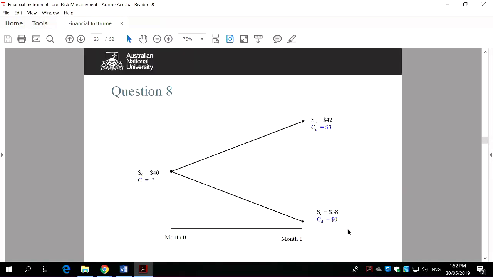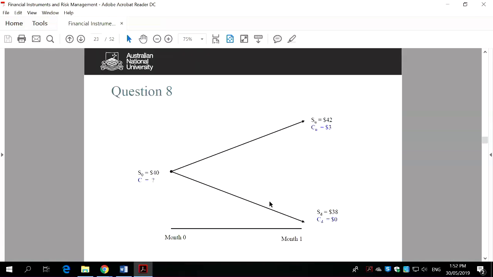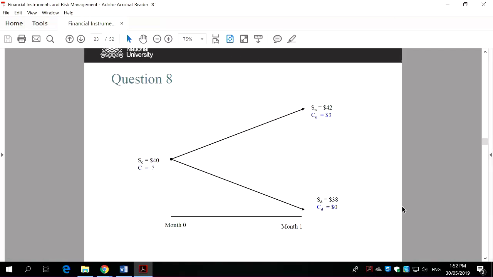So 1 month later, if the share price ends up at 42, that's $3 in the money. So that's basically 42 minus 39, right? So the call option has a payoff of $3. Now, if the share price decreases to 38, that's $1 below the strike price, which means the call option is out of the money, right? So it has value of nothing. So it's very straightforward, just a one-step tree.